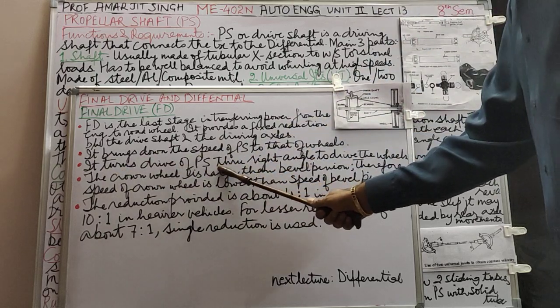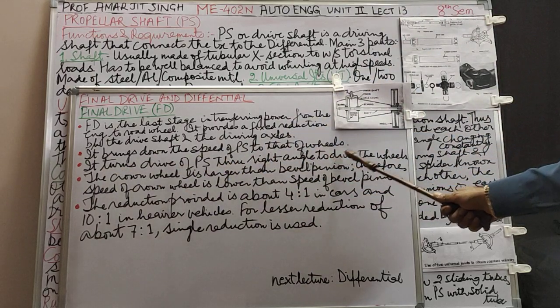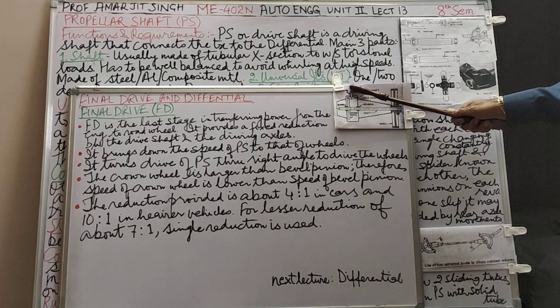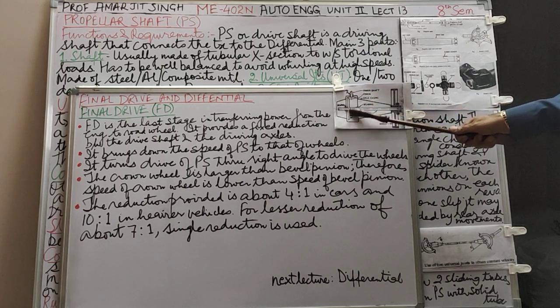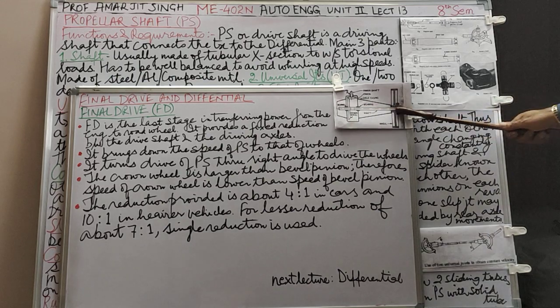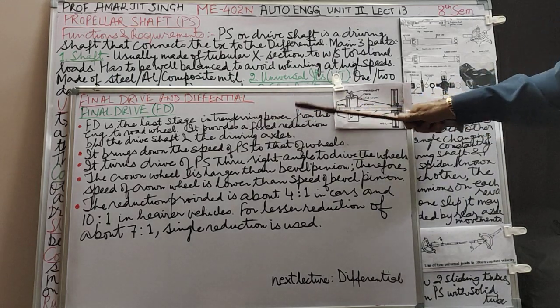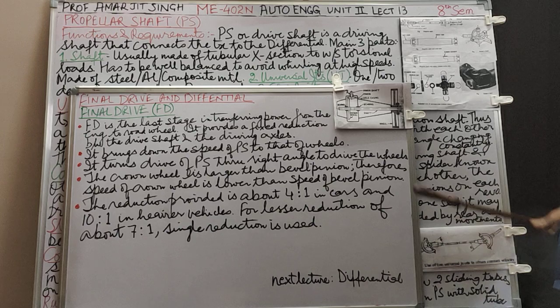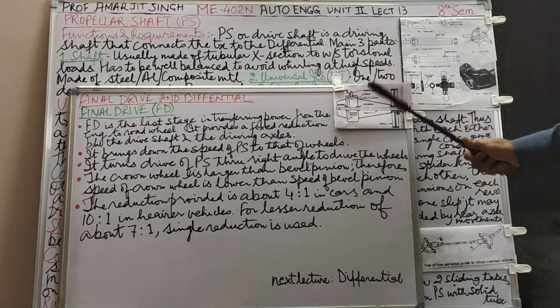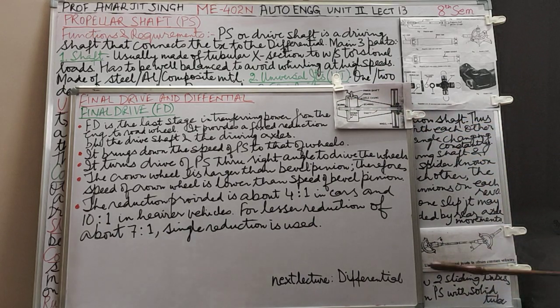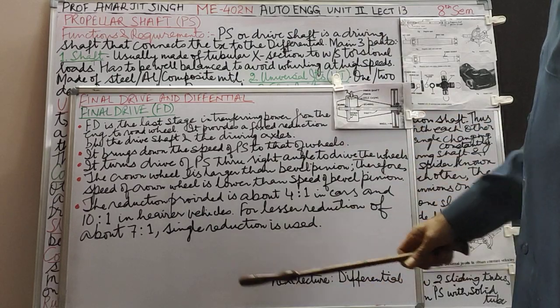Then it turns the drive of the propeller shaft through right angles to drive the wheels. It drives the final drive through right angles. This is at right angles to the other one. Only one wheel is shown, the other is on this side, the second wheel. So it's a right angle, 90 degree turn to drive the wheels.